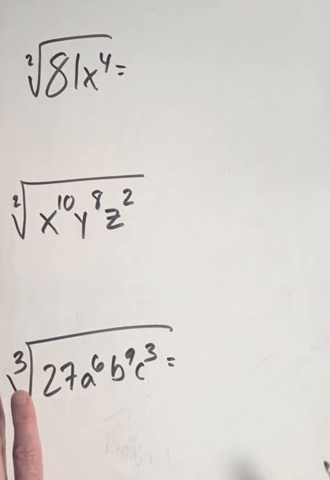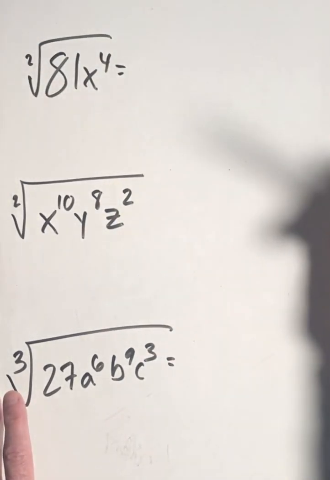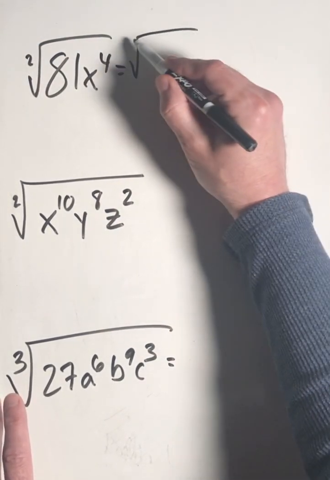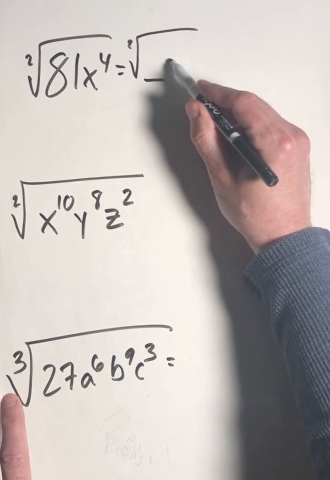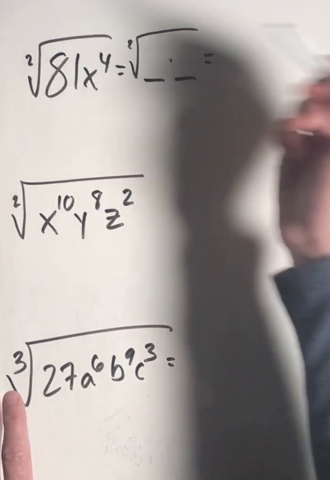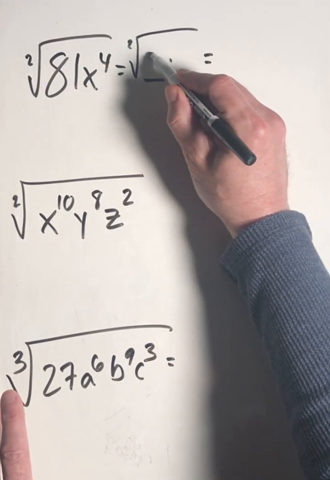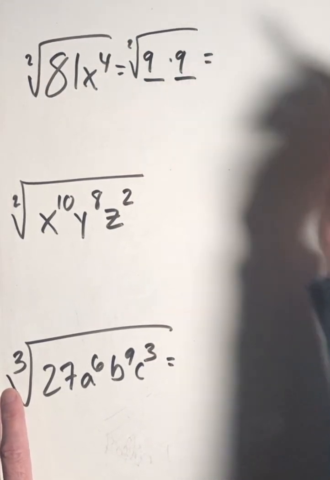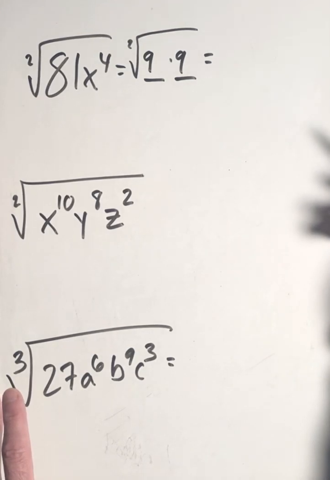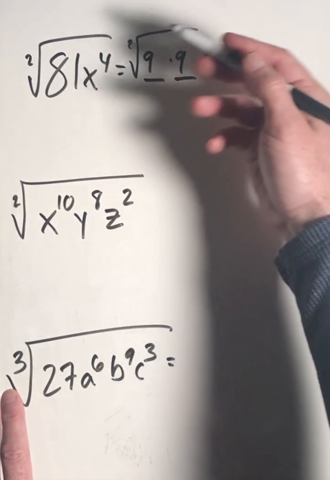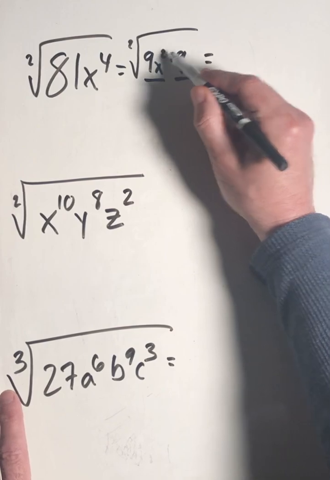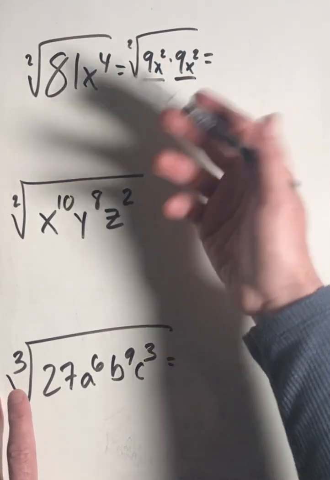So in this first example, 81x to the 4th, we're looking for the square root of that. So I'm looking for a set of two factors that multiply together to equal 81x to the 4th. They have to be squares. So 9 times 9 is 81. So 9 will be the coefficient of each of those two factors. And x squared times x squared would get you x to the 4th.